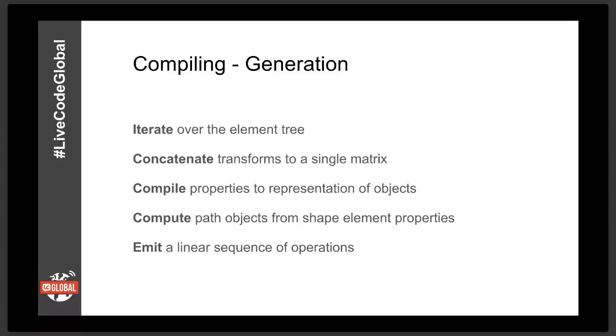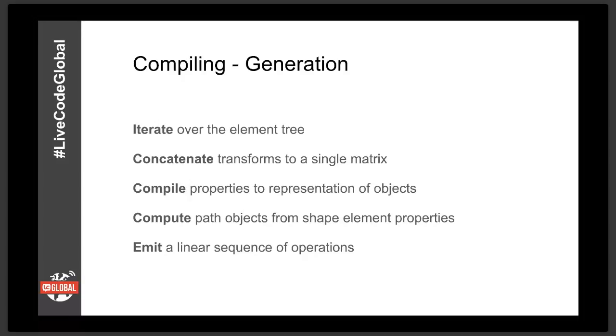So the transform of that path node within the group is a concatenation of the groups with the path nodes or path elements. You then need to compile the properties that are set on each element to a super representation of objects. So what I mean by that is, for example, you want to take the abstract definition of a color and actually make sure you convert it down to red, green, and blue values. Or you want to take your path string and make sure it's compiled to a super representation that you can actually execute in terms of path, like move to, line to.